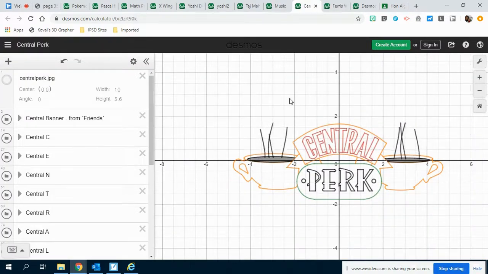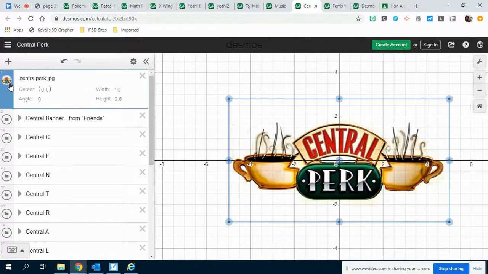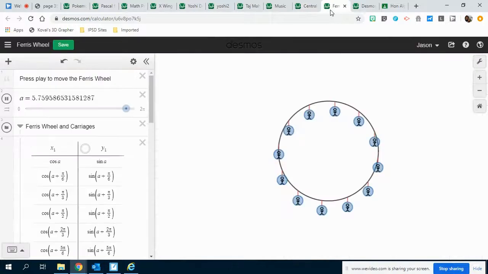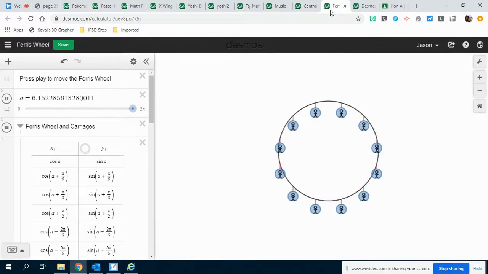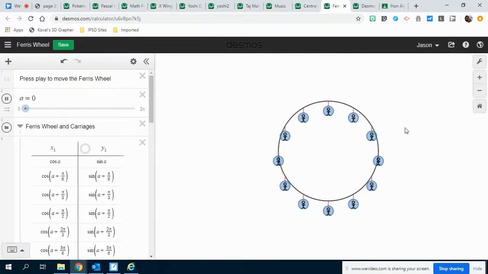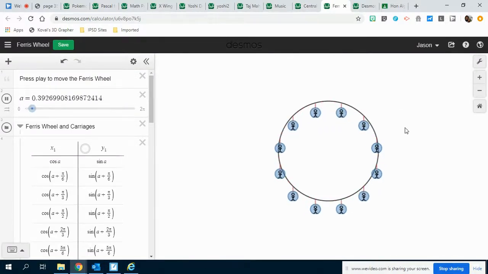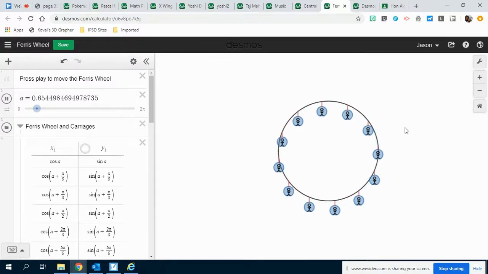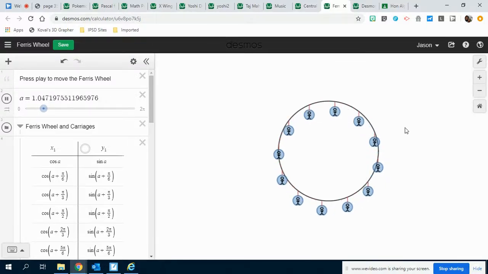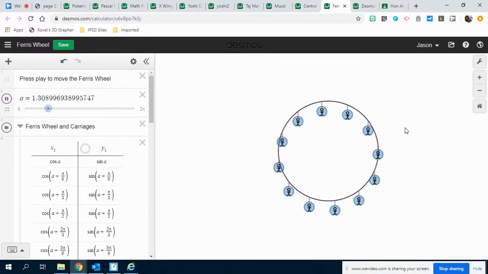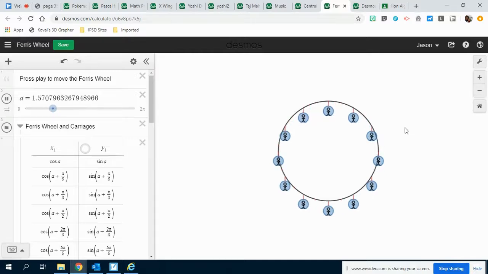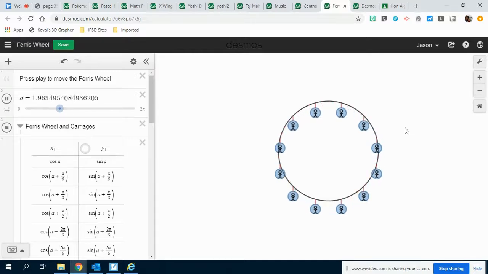Here's Central Perk from Friends. And again, they used something to help them. And here's an example of a Ferris wheel that has students or people moving around in it. So those are all just quick examples of things.